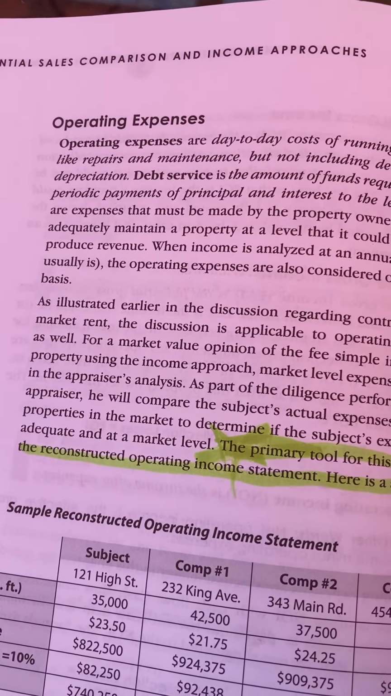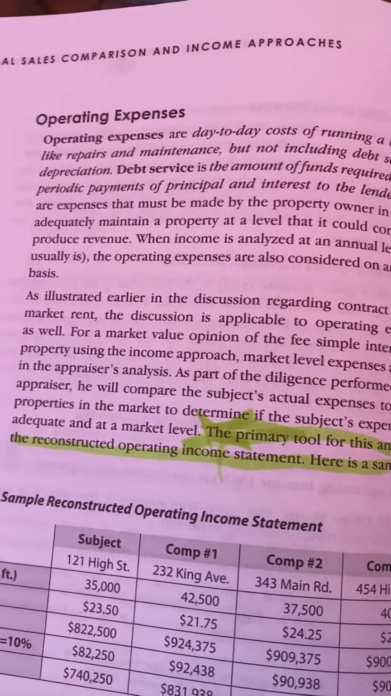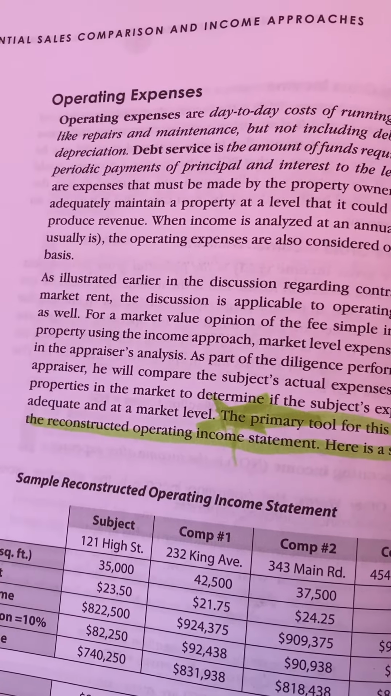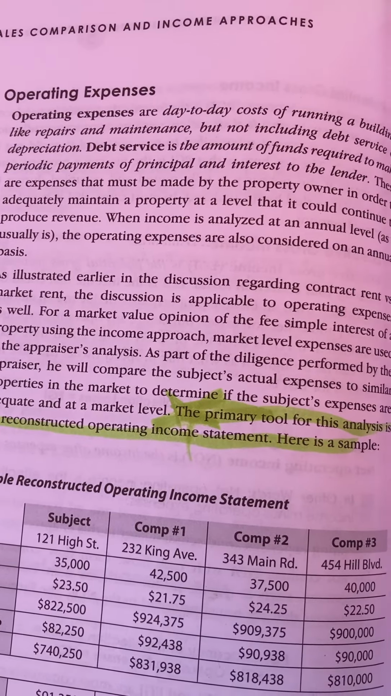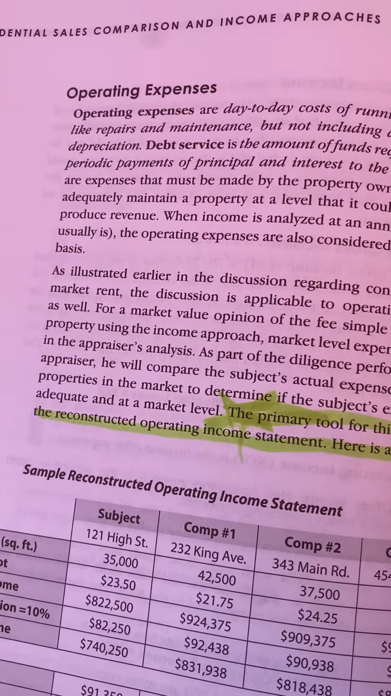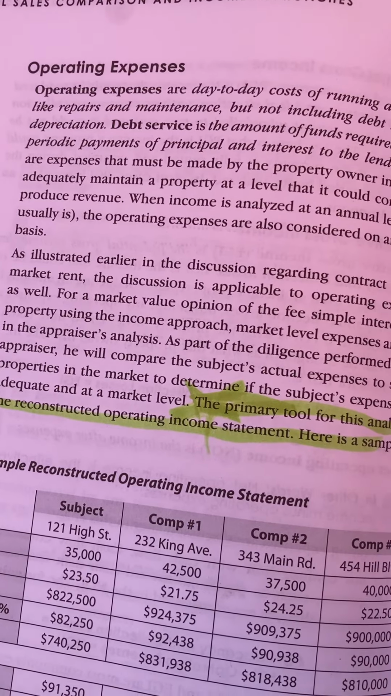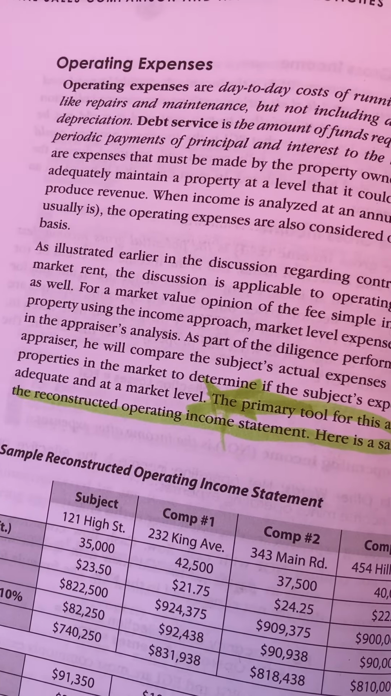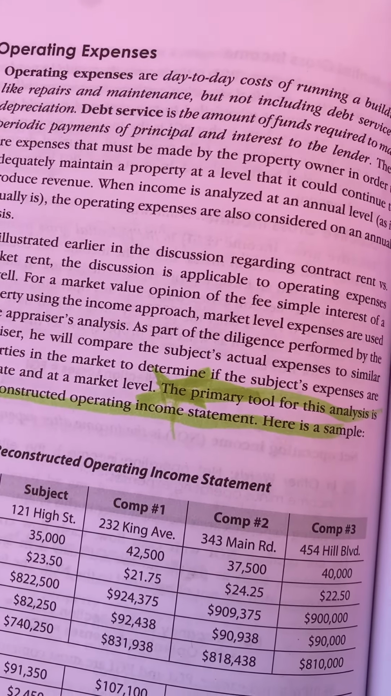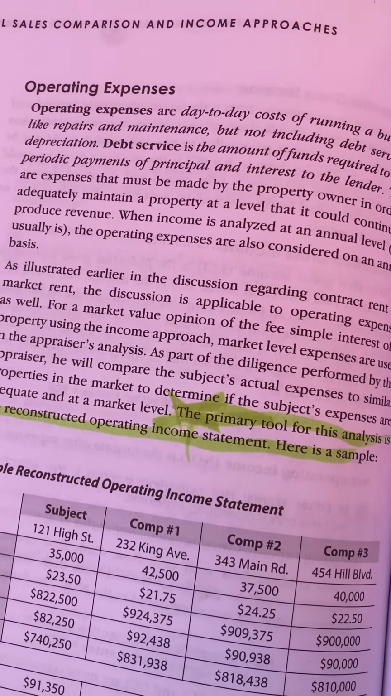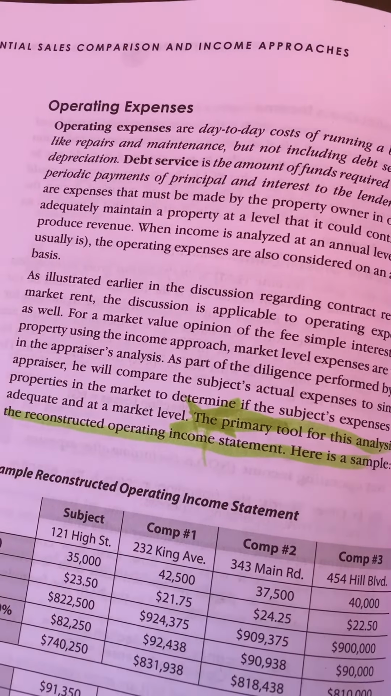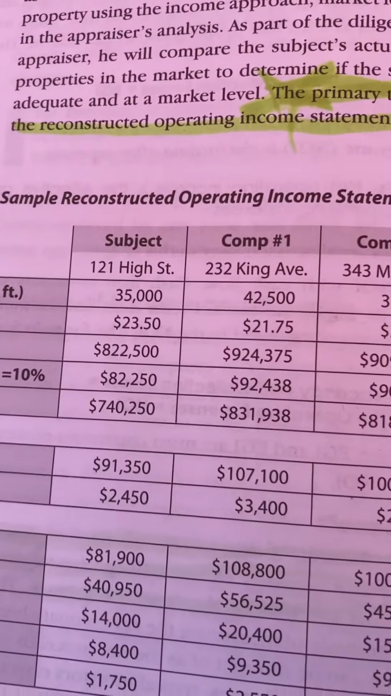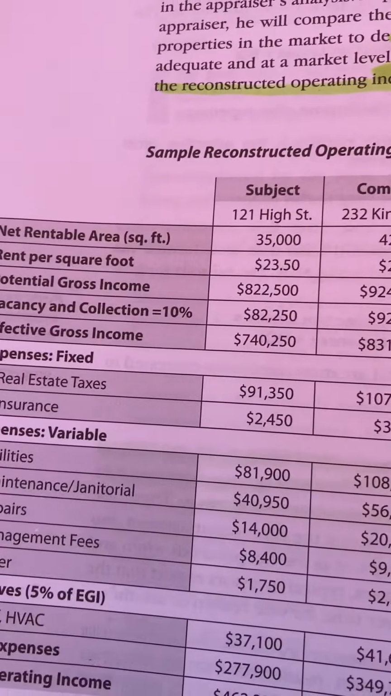As part of the diligence performed by the appraiser, he will compare the subject's actual expenses to similar properties in the market to determine if the subject's expenses are adequate at a market level. The primary tool for this analysis is the reconstructed operating income statement. Here is a sample. Now remember, that's highlighted. That's very important. Sample reconstructed operating income statement.